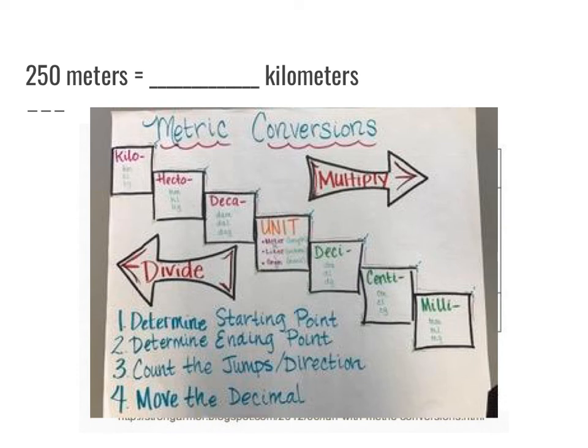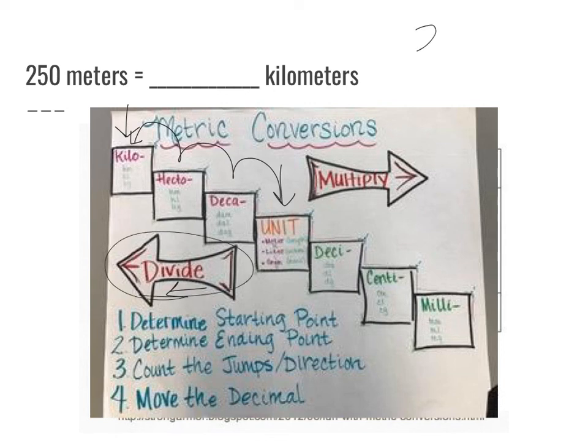And one more example, 250 meters. We want to know how many kilometers that is equivalent to. So meters has no prefix, so that's just the unit. That's where we'll start. Kilo is where we end. So I know that I'm going to jump 1, 2, 3 in the direction of divide because I went to the left, and I just look here at this arrow, it shows to the left.